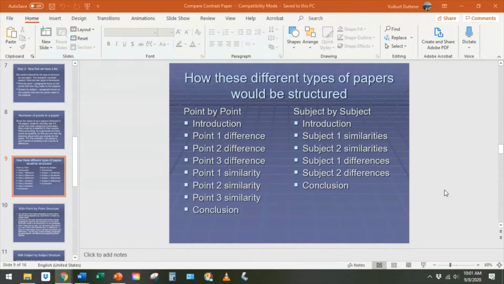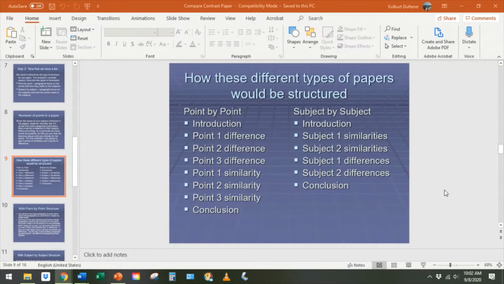If I do subject by subject, what you'll see is that I have fewer paragraphs, but these paragraphs will tend to be longer. Okay, so like for this one, I decided, okay, I'm going to talk about similarities first and then differences. So I do subject 1 similarities, so that first body paragraph is going to be all the similarities as they relate to subject 1. Second paragraph, all the similarities as they relate to subject 2, and then I transition to talking about my differences. Subject 1, all the differences in relation to subject 1, and then all the differences in relation to subject 2.